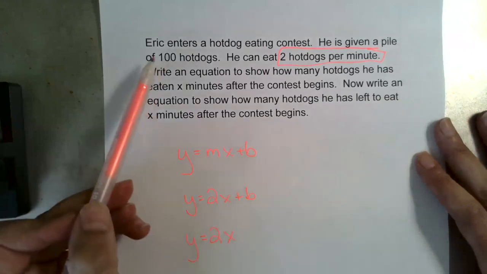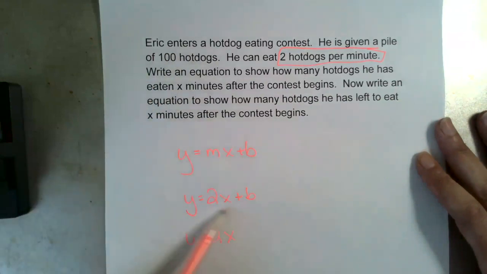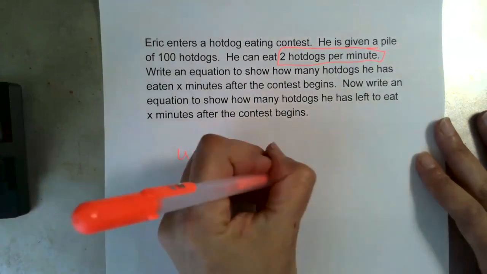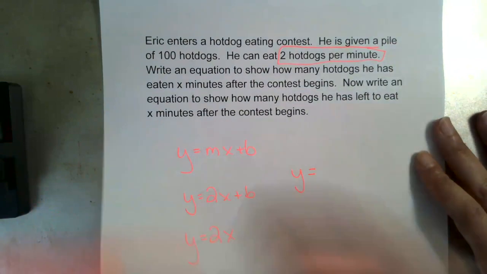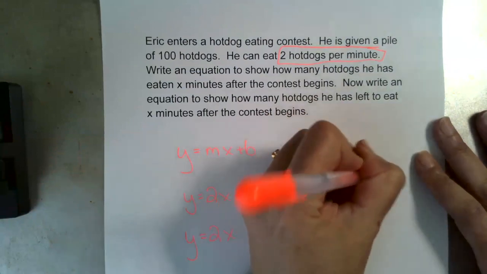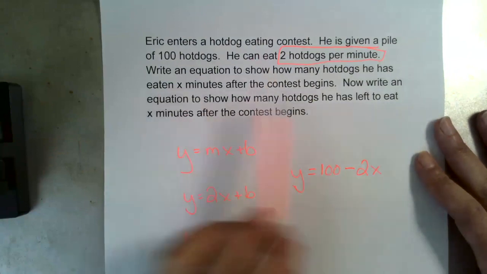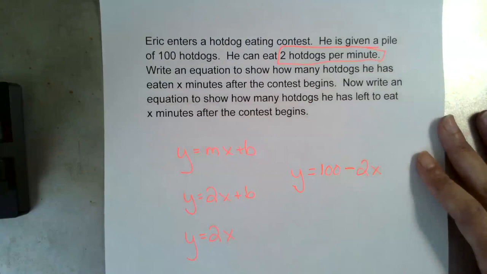Now, write an equation to show how many hot dogs he has left to eat. Well, we know he was given 100 hot dogs. And we know that as the contest goes along, he's eaten 2x hot dogs, where x is minutes. So to show how much he has left, we take our 100 hot dogs and subtract the amount that he's eaten. Y equals 100 minus 2x shows us how many he has left to eat, whereas y equals 2x shows us how many he has eaten. So there's 2 options there.